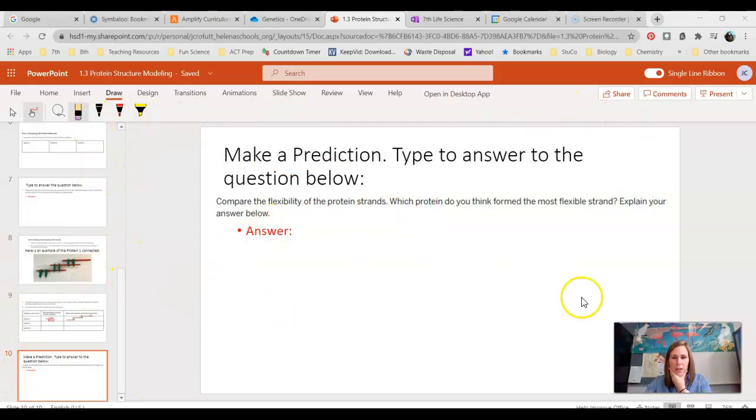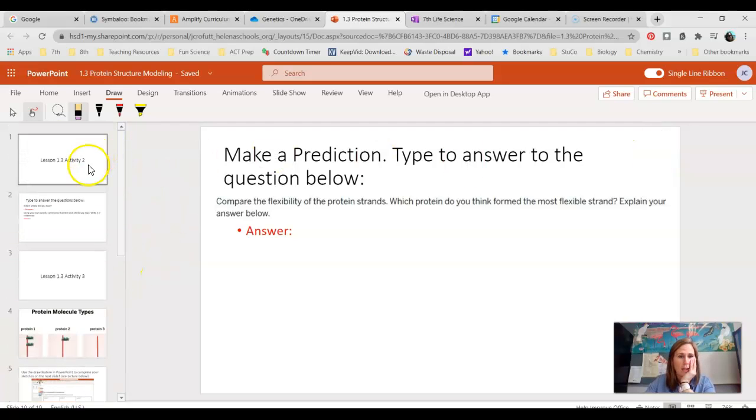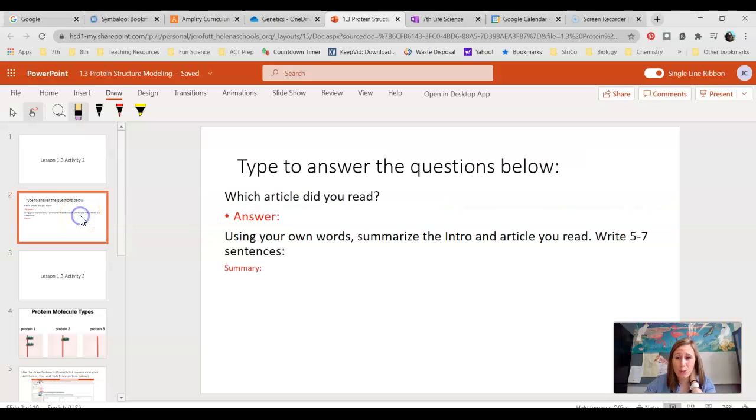Once you're done with this PowerPoint, you can go ahead and hit hand in your lessons. Again, there's nothing you had to do in Amplify today other than read the articles, add the vocab and the key concepts that you saw in your OneNote, and then answer the questions and do the activity in this PowerPoint. Again, if you have any questions, let me know.